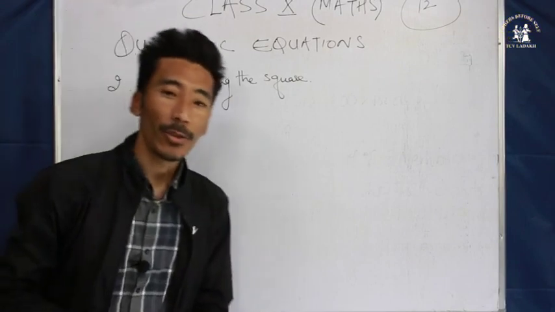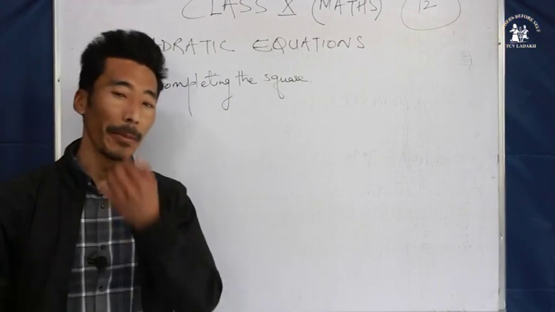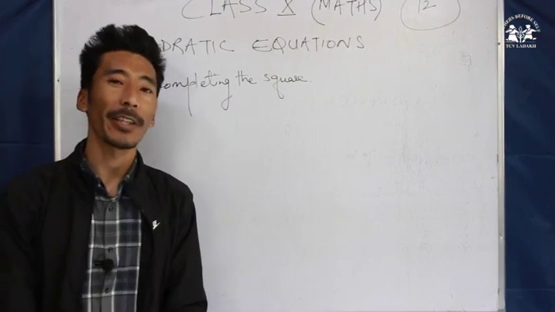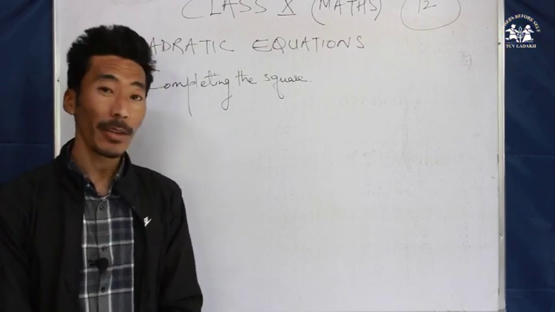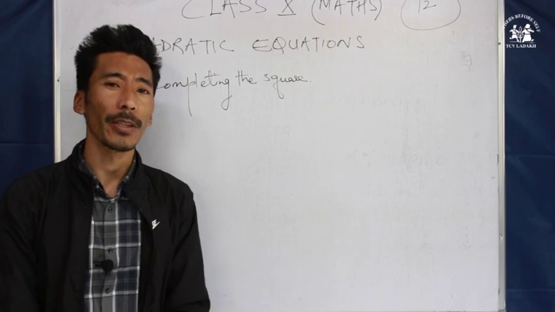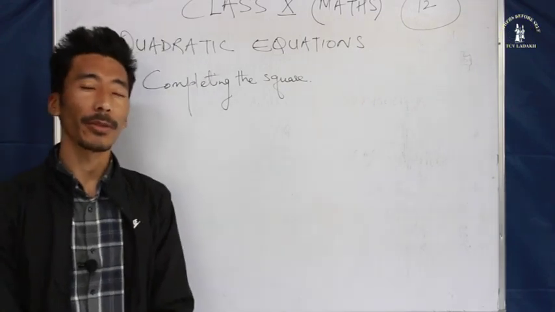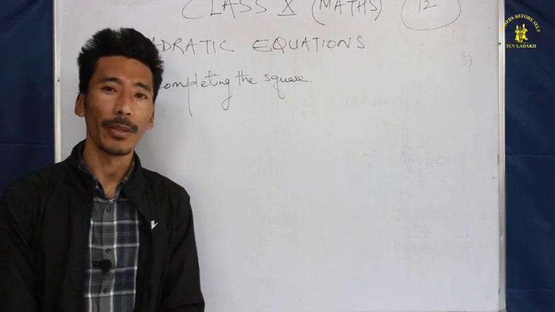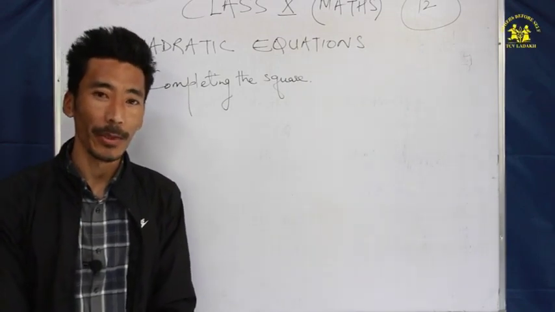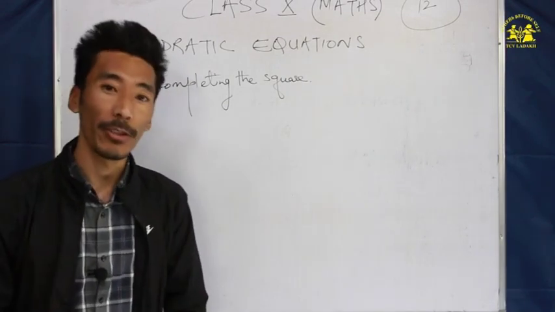So completing the square is a new method for dealing with quadratic equations, and how to solve them. What is this method, completing the square? We need to use an identity. The identity is the square of a binomial.